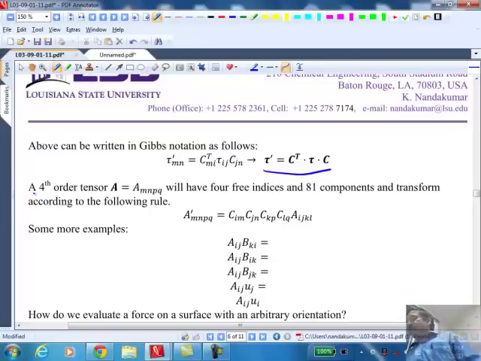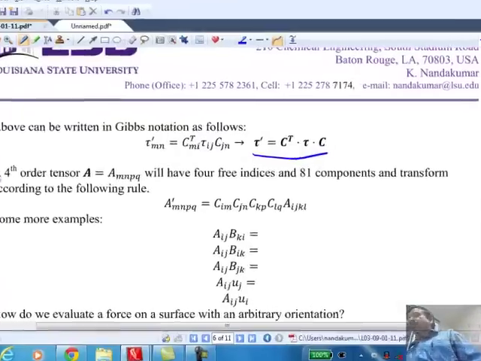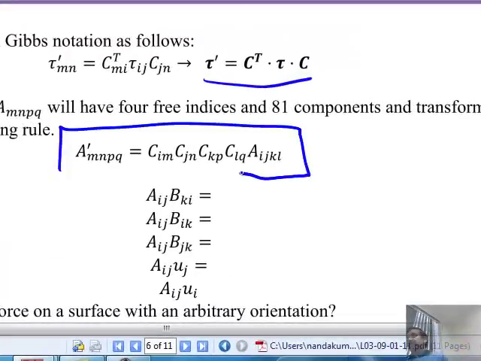Okay, so in this expression, we are transferring a fourth order tensor from one coordinate system to another coordinate system, from original to primed, using the cosine of the angle. So what are the free indices? What are the repeated indices? How many equations are there?